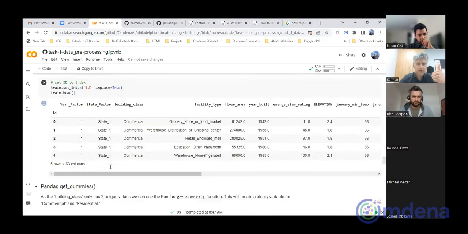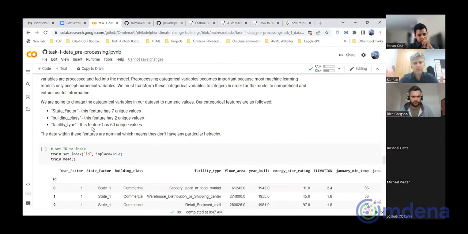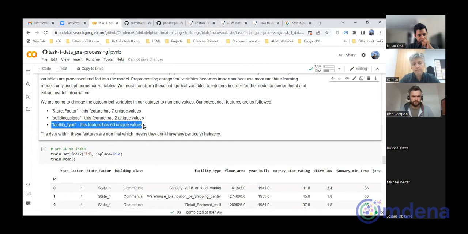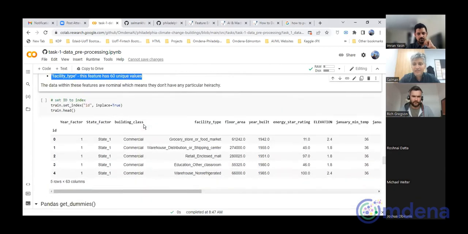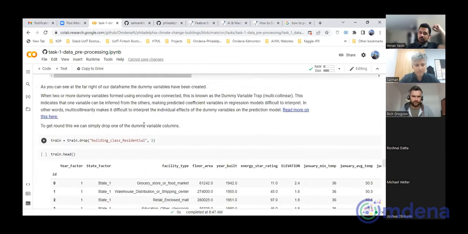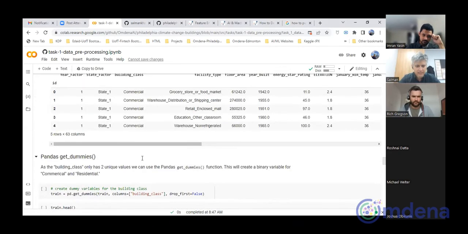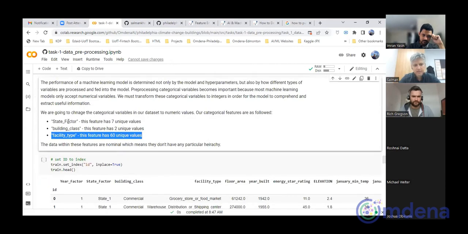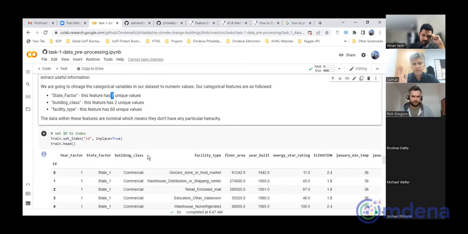For the encoding part, we had different categories, and we came up with different ideas. For facility type, there were 60 different values, so we put them together in different groups. Fixing state factor and building class was easy because there were not many unique values. We can simply encode them straight away using get_dummies and drop the first column.